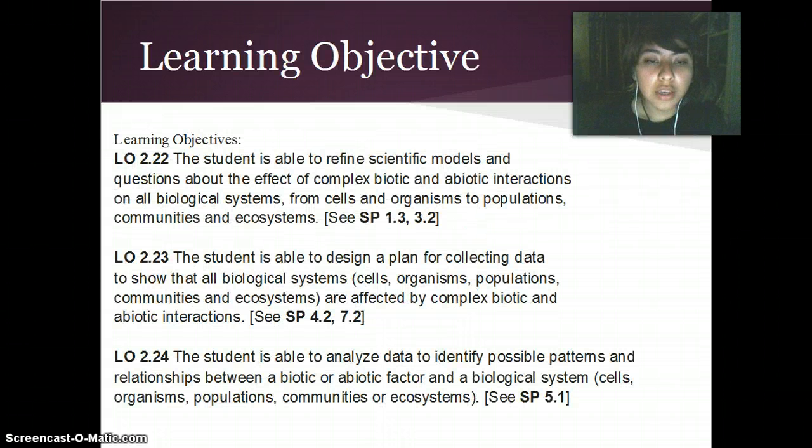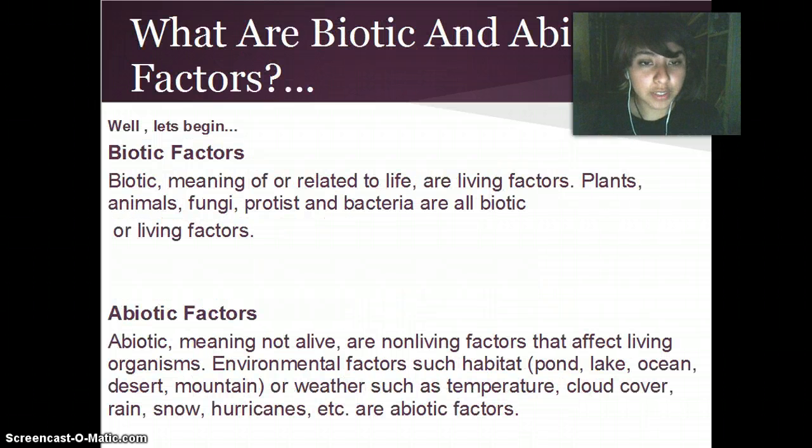As you know, the learning objective of today is for the student to be able to refine scientific models and questions about the effect of complex biotic and abiotic interactions on all biological systems, from cells and organisms to populations, communities, and ecosystems. The student is also able to design a plan for collecting data to show all biological systems. So what are biotic and abiotic factors?